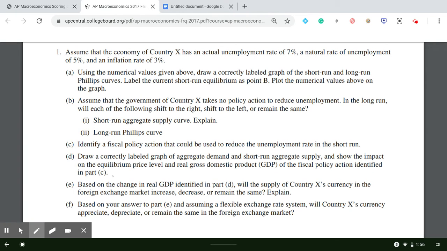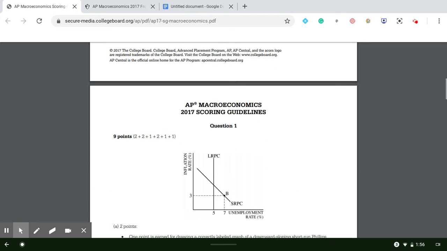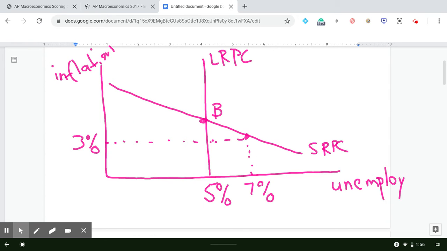Let me double check on that. I always get a little confused on this one. Okay, I did get a little confused, but this is our equilibrium because that's where we're at right now.